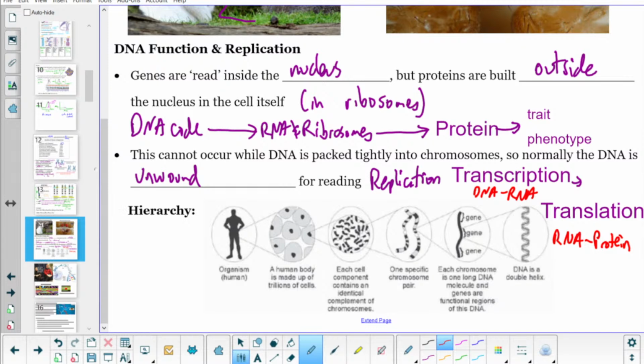Do we have anything after the hierarchy here? Or just a pretty picture? Just a pretty picture.